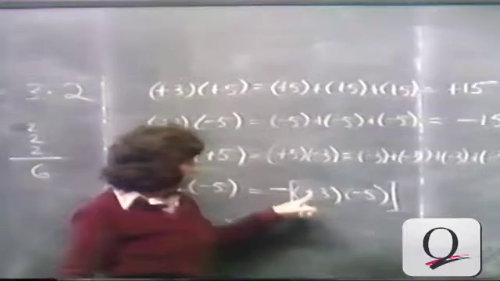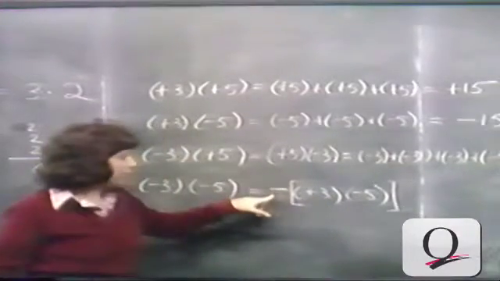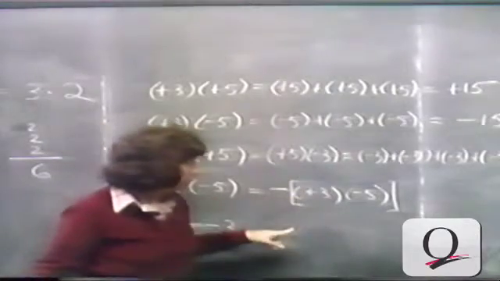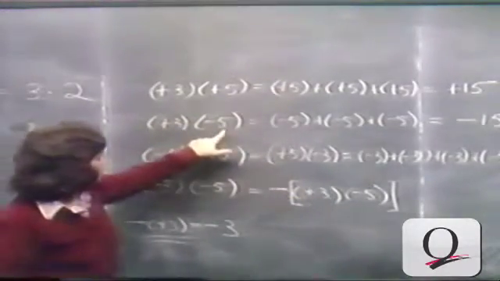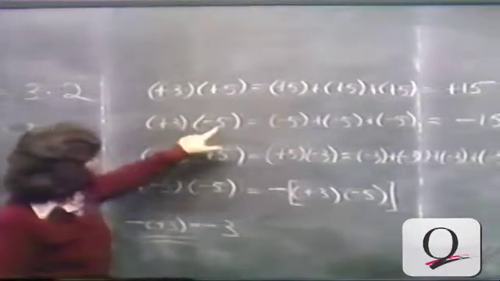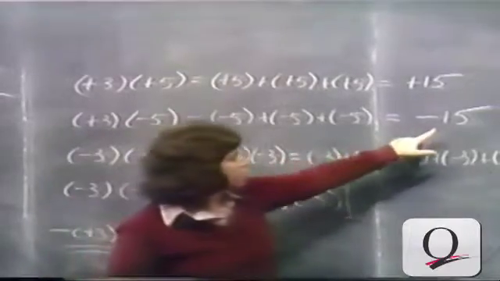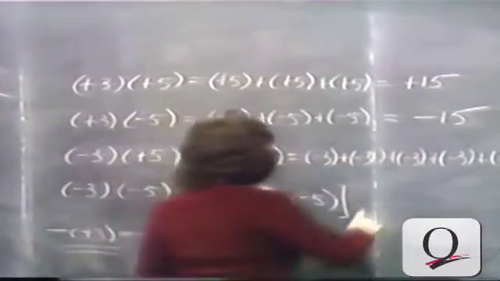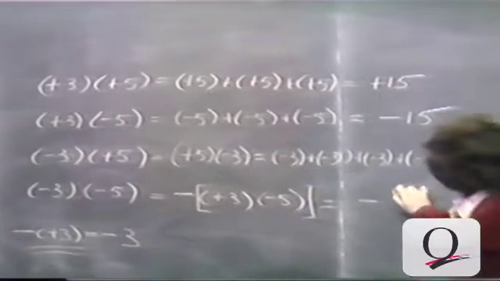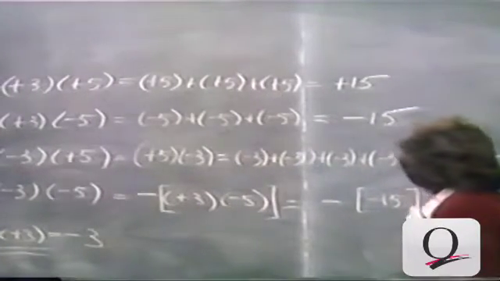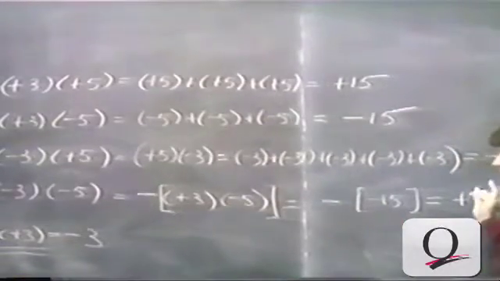This says multiply plus 3 and minus 5 and then take the negative or the opposite of that answer. But we've already worked out plus 3 times minus 5. Plus 3 times minus 5 meant 3 minus 5s, which gave us minus 15. So this must mean the negative of minus 15, which would have to be plus 15. Let's look at that again.